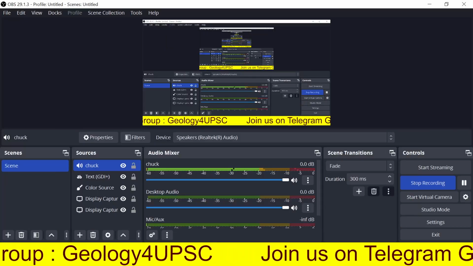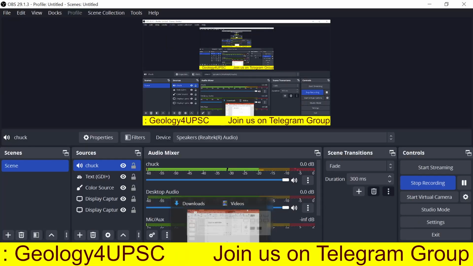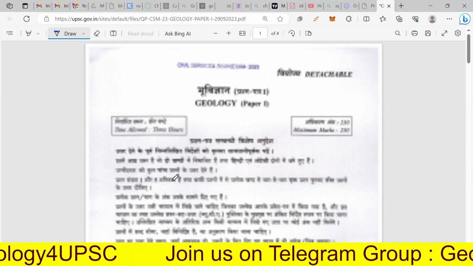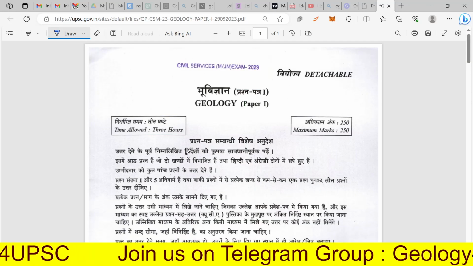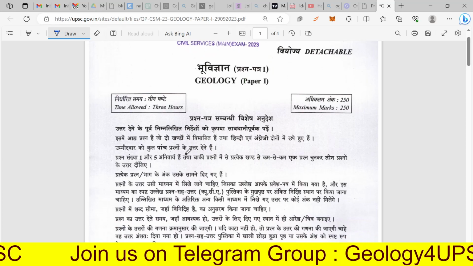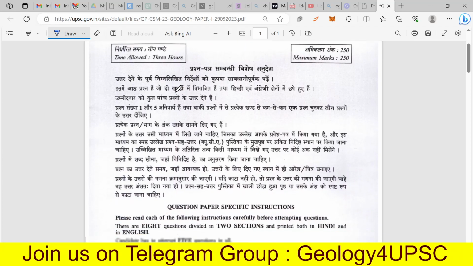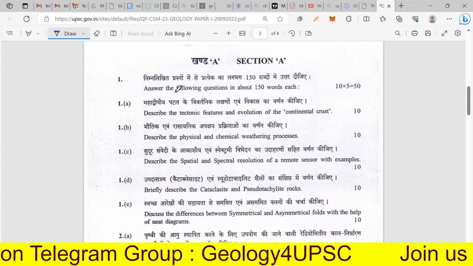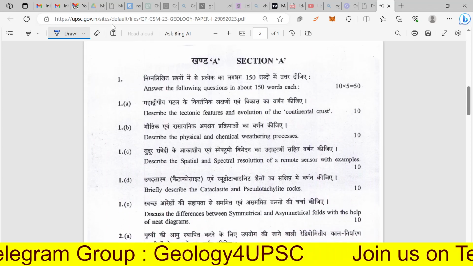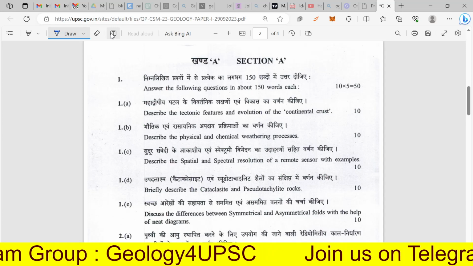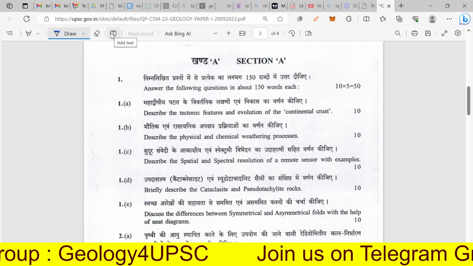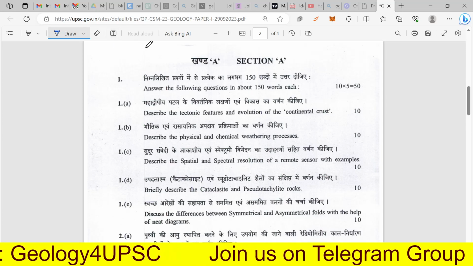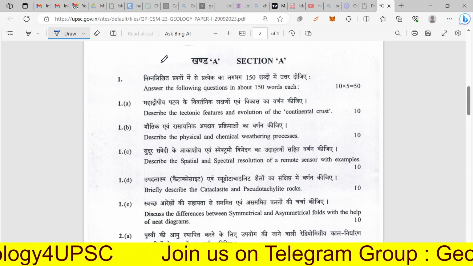Today we'll be discussing the paper of Geology optionals of Mains 2023. So coming to paper 1, the questions are quite doable. The questions are in trend with the previous year questions of at least 2-3 years. So when we discuss the paper, we'll be starting with the compulsory section.